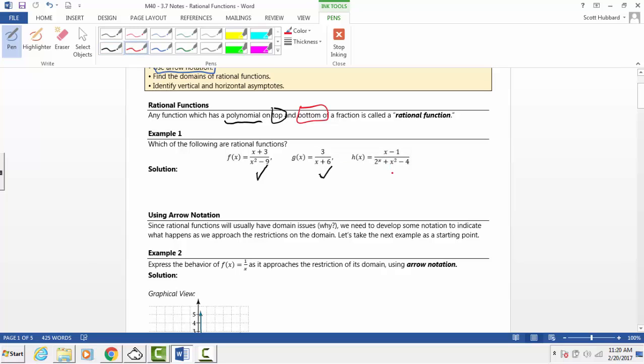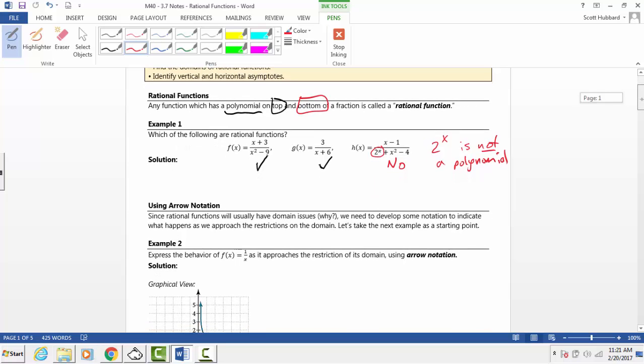Well, if you answered no, then you're correct. And it's because of this thing. Remember, 2 to the x is not a polynomial. You can't call it a polynomial, no matter how you try to squeeze it in there. So it's not a polynomial, so this thing is not a rational function. But the other two are.